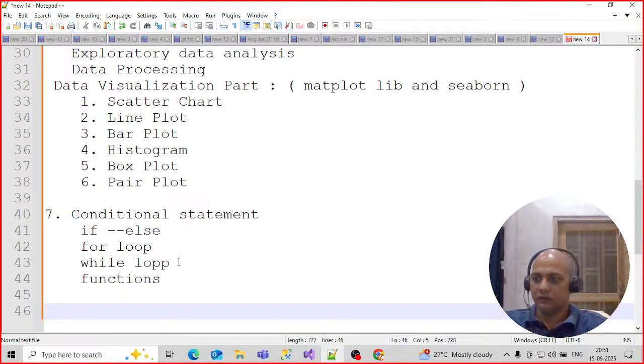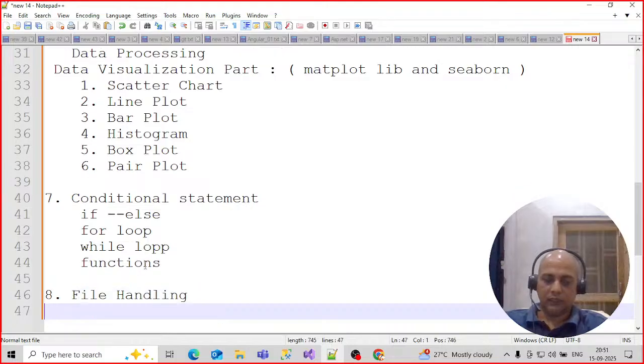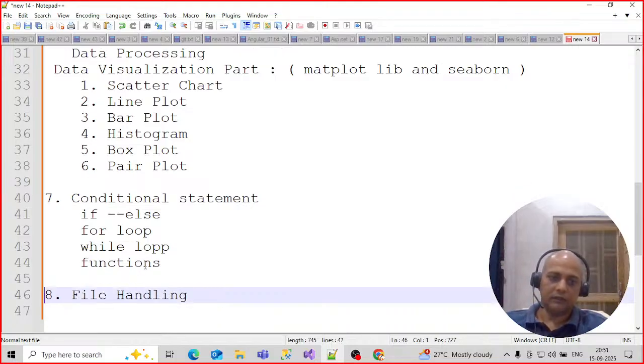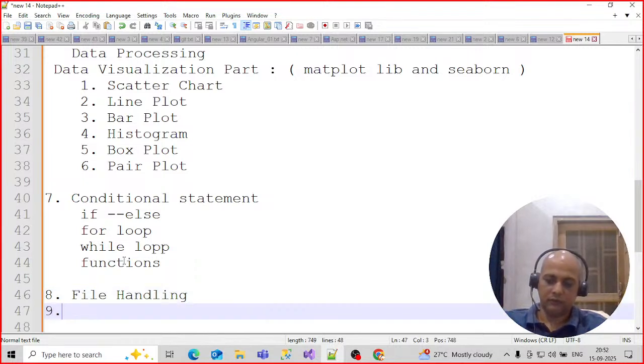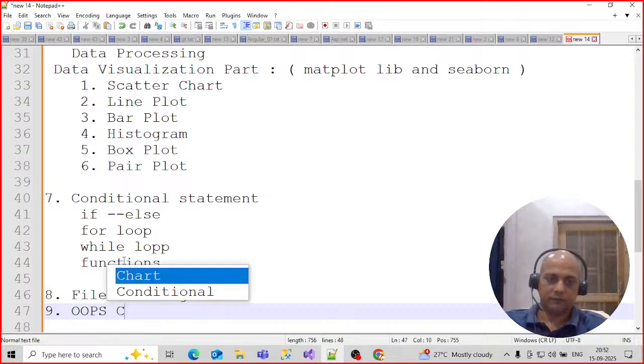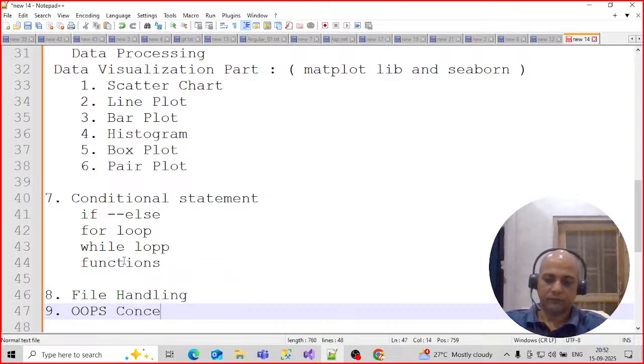I mean, we can also cover in a different section file handling, correct? File handling, reading, write, all these operations, whatever are required. So we will do file handling, and then we have OOPS concept, where you will be creating class, inheritance, polymorphism, all that.